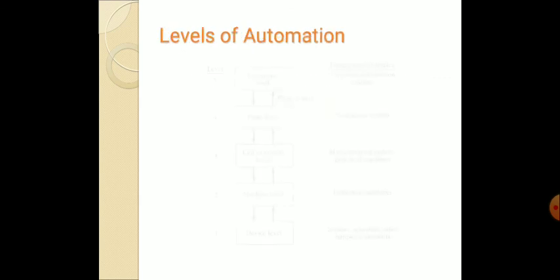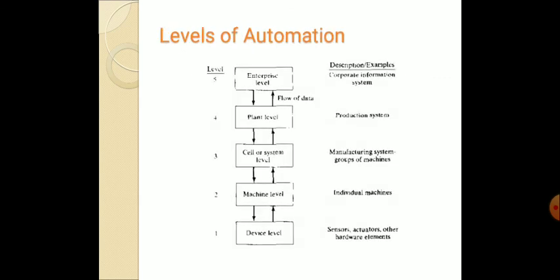Next one, the levels of automation. This is the block diagram which represents the levels of automation. In this, the levels flow from low level to the top level. It has a device level, the machine level, the cell level, the plant level, and the enterprise level. So first, the device level. This is the lowest level in our automation system. It includes the actuators, the sensors, and other hardware components that comprise the machine level.